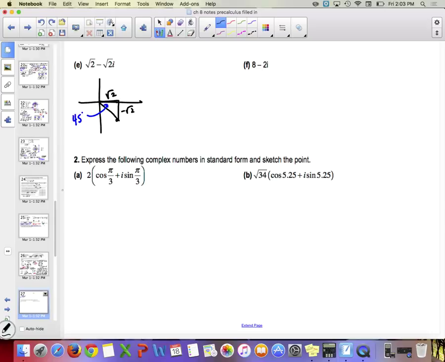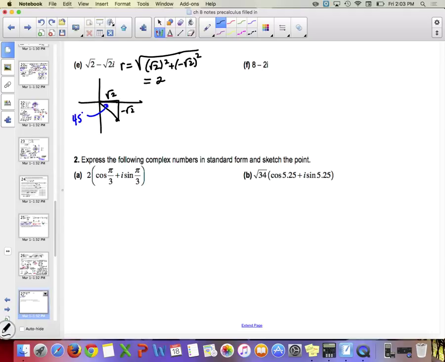So for our modulus, if I did the square root of 2 squared plus negative square root of 2 squared, what do I end up getting? Alex, you had it. You get 2. That's correct. All right, so 2 is our r value, so our modulus, or absolute value.